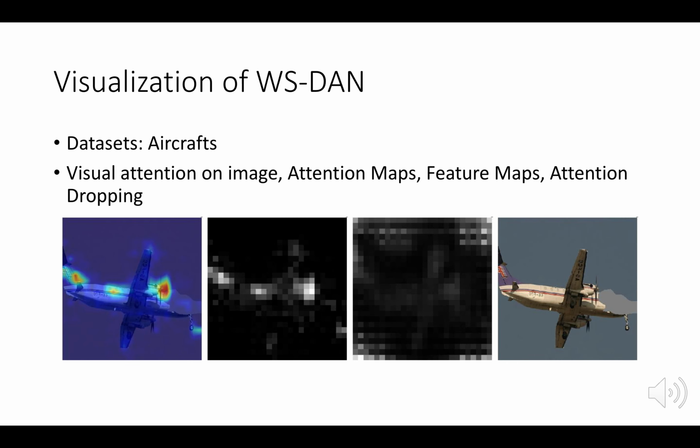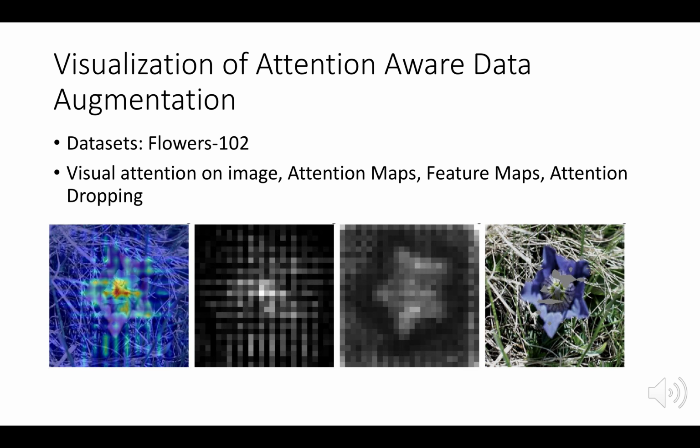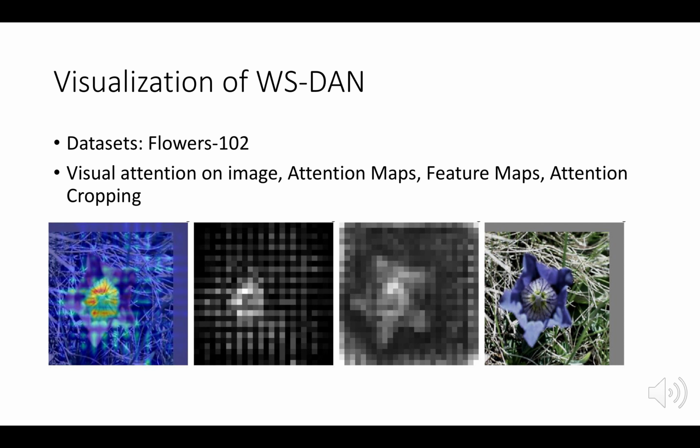Here we are using attention dropping. Basically, for attention dropping, we won't repeat that particular region of an image. We are discarding it here, so that region cannot be reused. This is for the flower dataset, where the same thing happens. As you can see, attention dropping happened here, so we won't use that region for the next iteration. And this is for attention cropping.